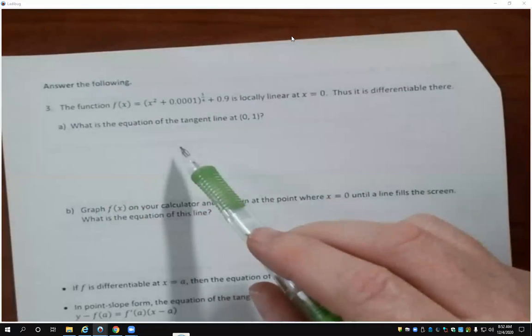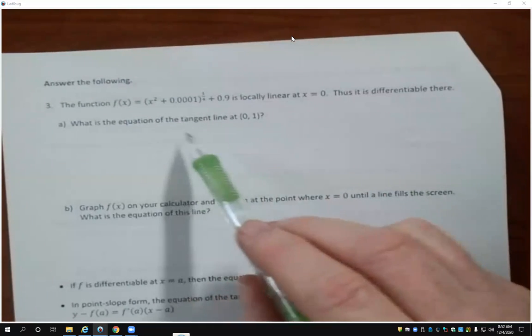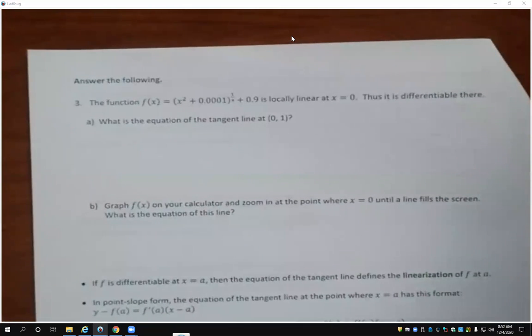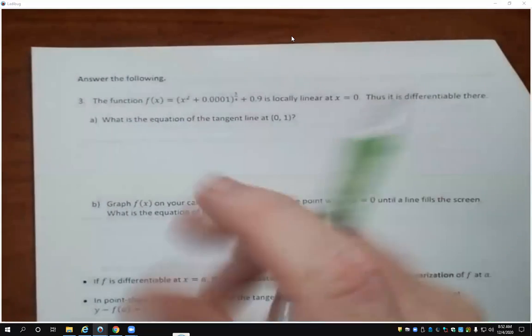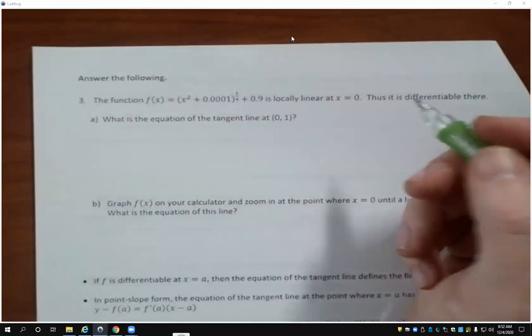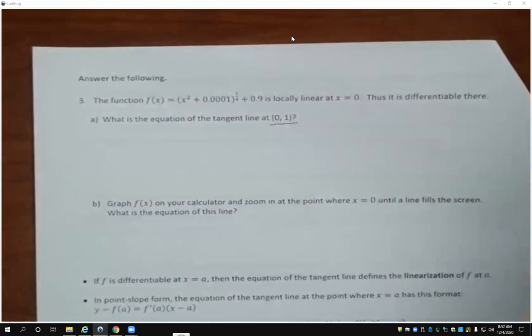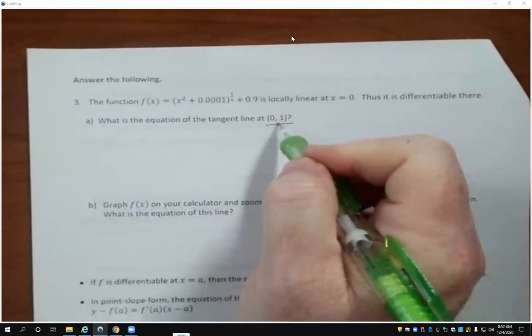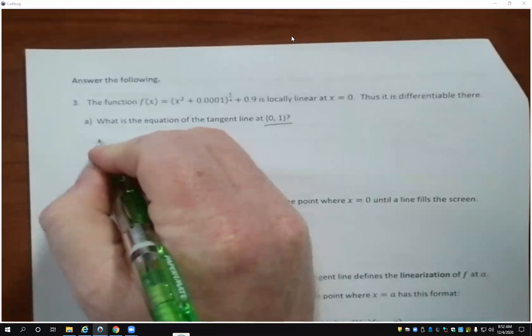Thus, it is differentiable there. What is the equation of the tangent line at 0, 1? So we're just going to do a little review of finding a tangent line, okay? The two things you need to write the equation of a line are a point, which we have, and a slope. To find the slope at the point 0, 1, we need to find this derivative.